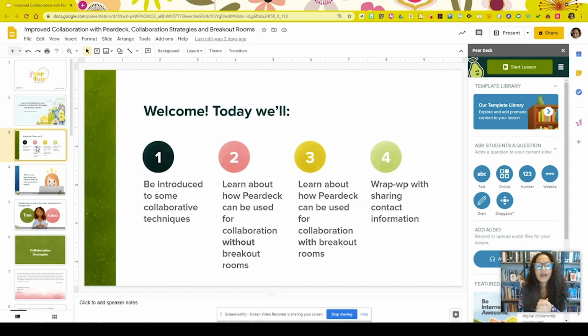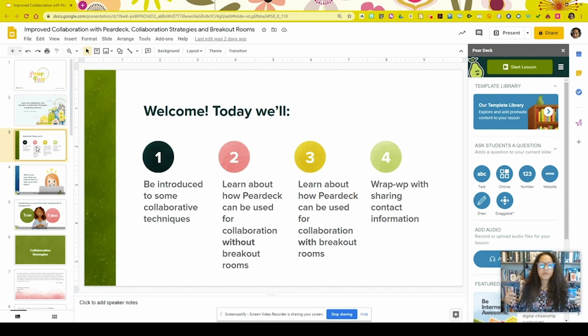The second thing, after I introduce the strategies, I'm going to show you what they would look like without breakout rooms, because not every teacher has access to those. I'll also, and this is where the building comes in, start showing you how to create presentations using Pear Deck with those certain collaboration techniques, and they'll be built for breakout rooms. And then, of course, I want to wrap up by giving you some additional info, my contact info as well. That way, if you have comments or questions or you just want to talk, you can feel free to do that.